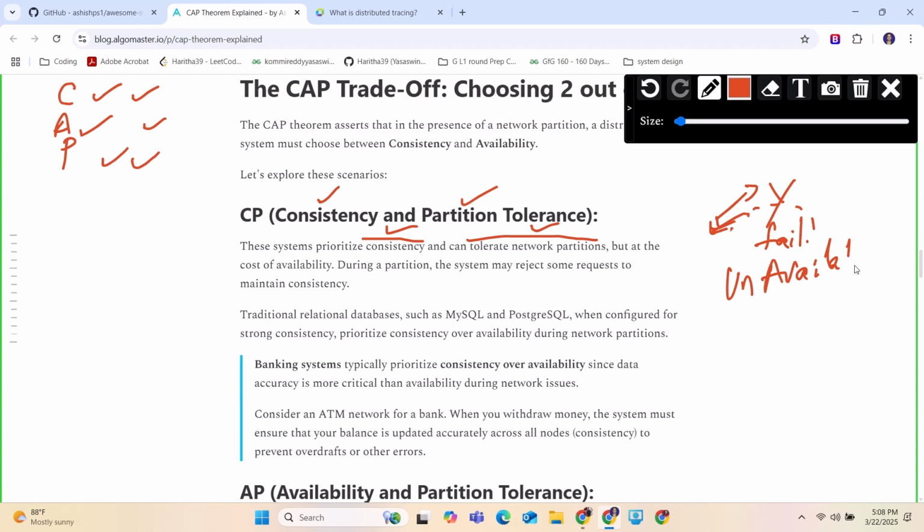Traditional relational databases such as MySQL and PostgreSQL, when configured for strong consistency, prioritize consistency over availability during network partitions. So how is MySQL working? MySQL always has consistent data. There won't be a data problem. But it may not be available. Maybe the database is down, the server is down, or the network is down, but the data is consistent.